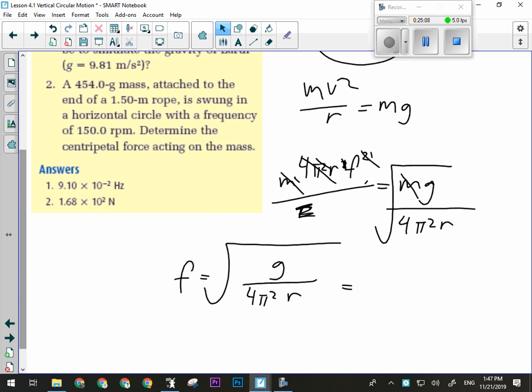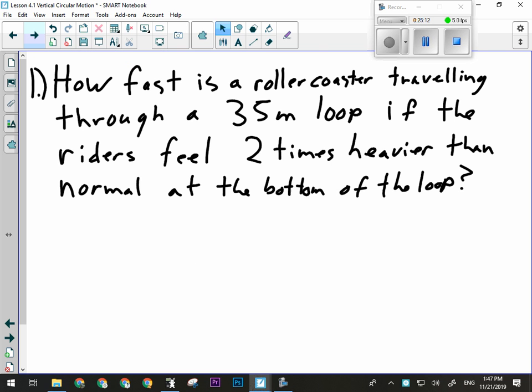All right. We'll skip number 2, because it's another horizontal one. I want you guys to write this one down and try it. How fast is a roller coaster traveling through a 35-meter loop if the riders feel 2 times heavier than normal at the bottom?